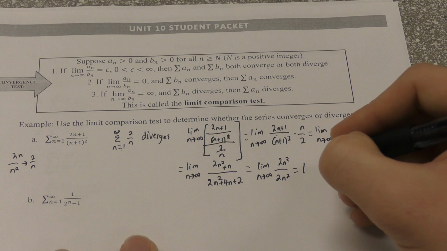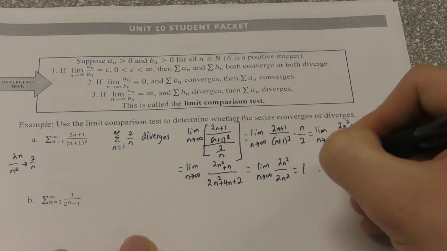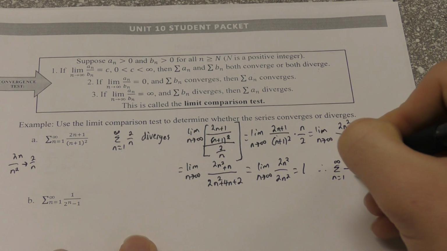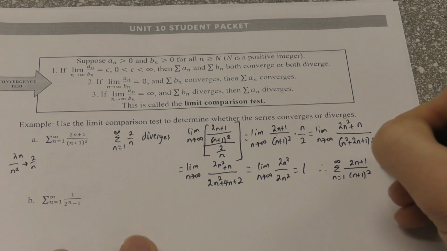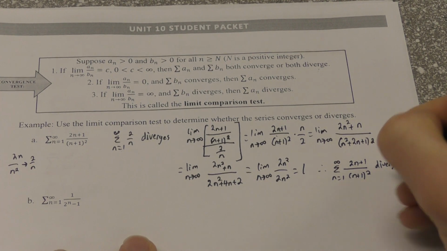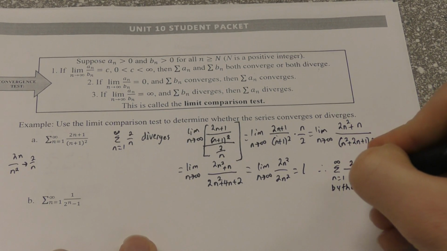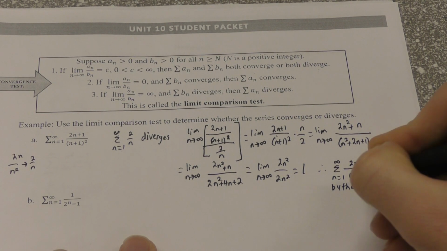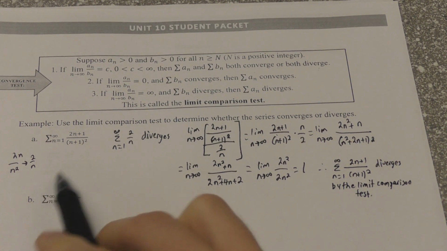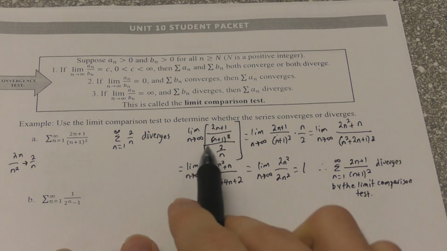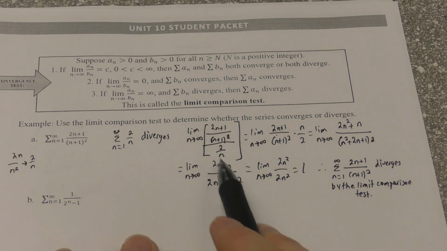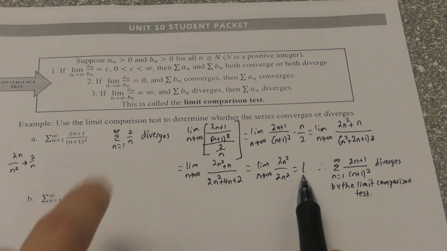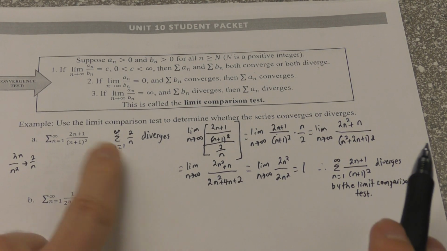Then I can say, therefore, the series from n equals 1 to infinity of (2n plus 1) over (n plus 1) squared diverges by the limit comparison test. Again, why? Because I compared it to a series I know diverges, and then after doing my limit comparison work, a sub n over b sub n, find the limit as n goes to infinity, came out to be between 0 and infinity. Therefore, since my comparison series diverged, my series diverges.